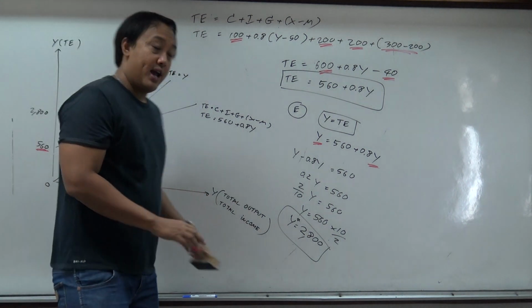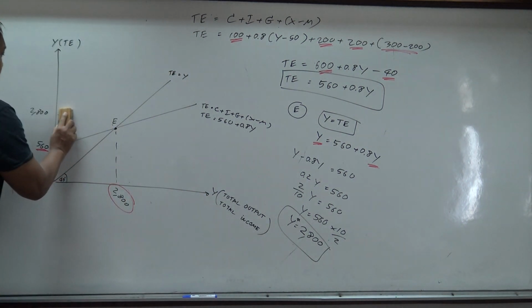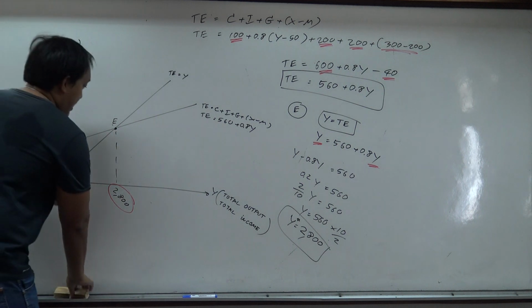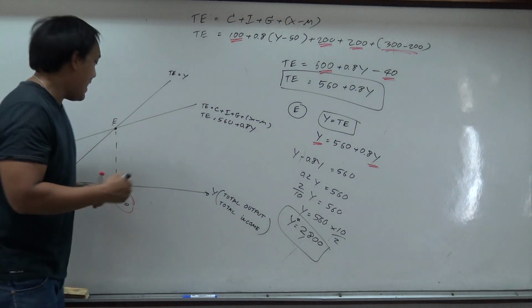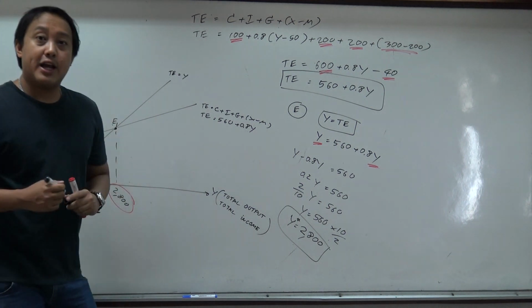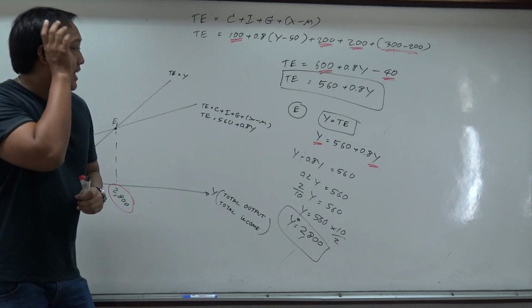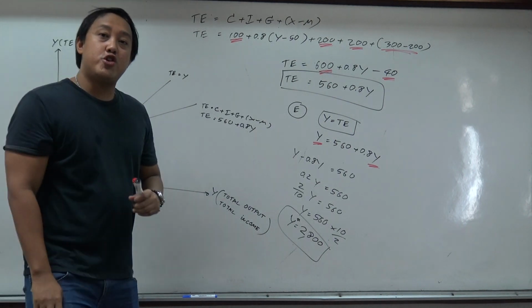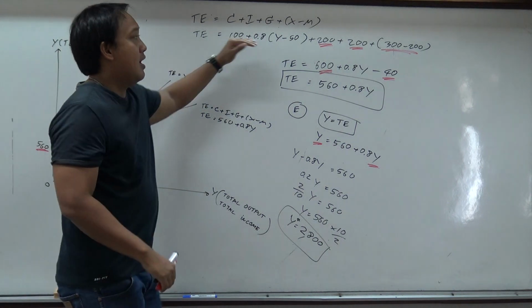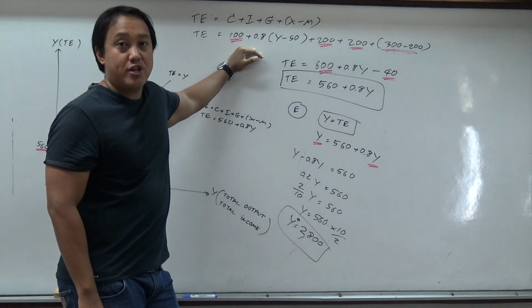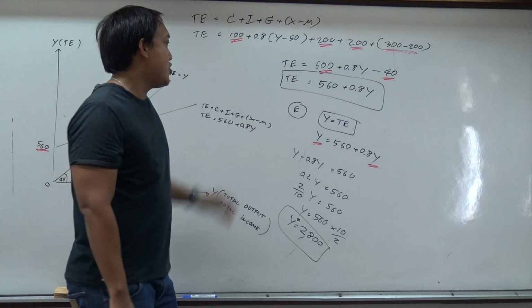So what's so good? Okay. Then if I call this one E1, equilibrium point 1. Okay, I call this one E1. Next thing I want to show you is if something in the economy changes.